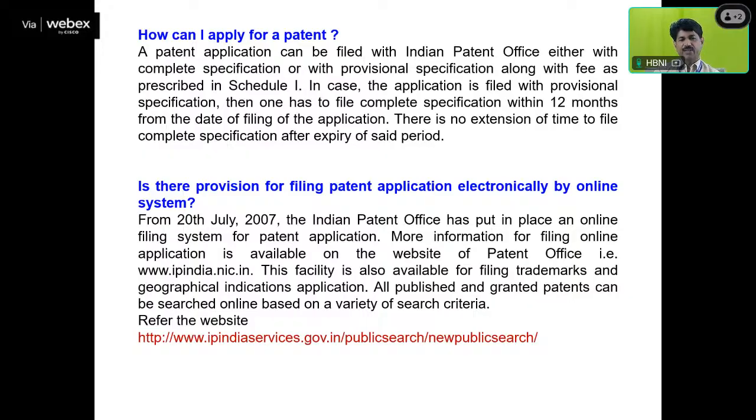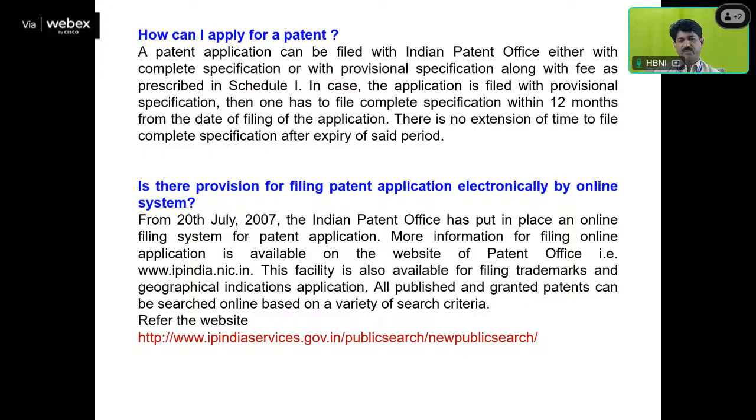Is there provision for filing patent application electronically by online system in India? Yes. From 2000 onwards, the Indian Patent Office had put in place an online filing system for patent application. The application for filing online is available on the website of the Patent Office, that is www.ipindia.nic.in. You can get more details there about how exactly you can apply for the patent by online system. So in that particular patent office, you can put the online application also.